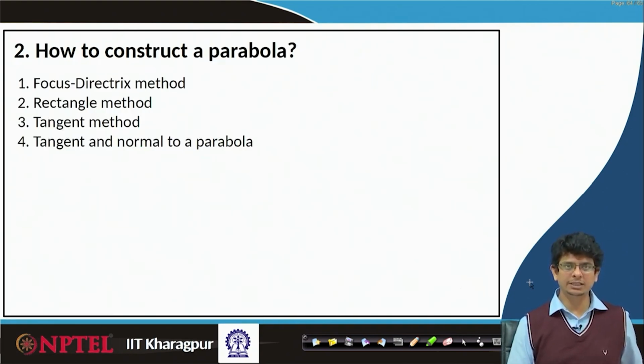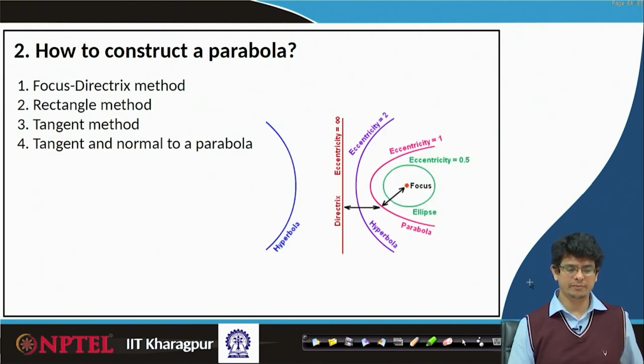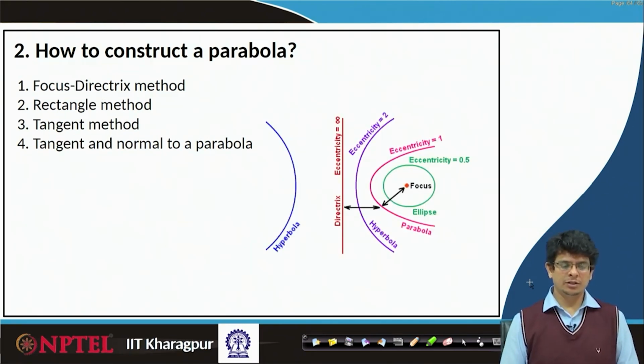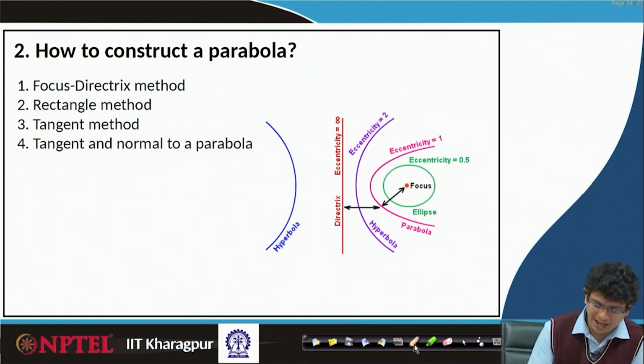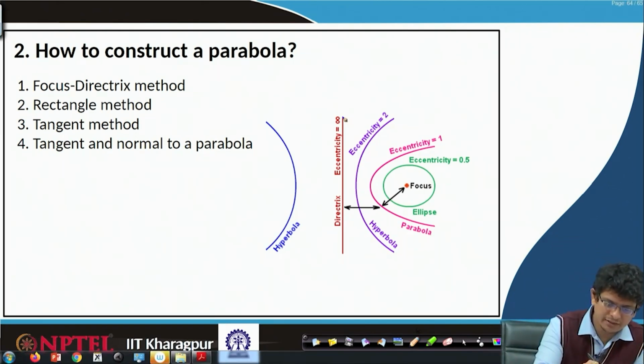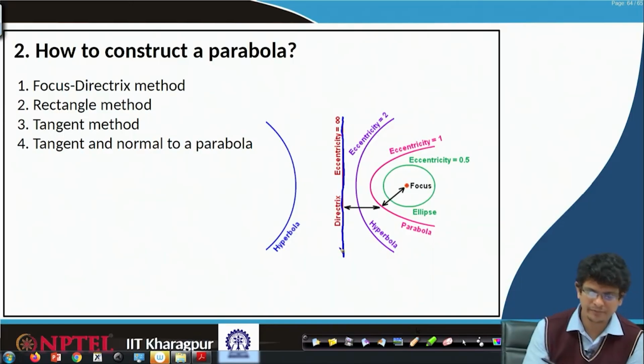There are mainly three methods available for constructing a parabola. One is the focus directrix method, the second one is the rectangle method, and the third one is the tangent method. To construct it through the focus directrix method, let us recap. A directrix is the one which has infinite eccentricity. Let us look at it briefly.